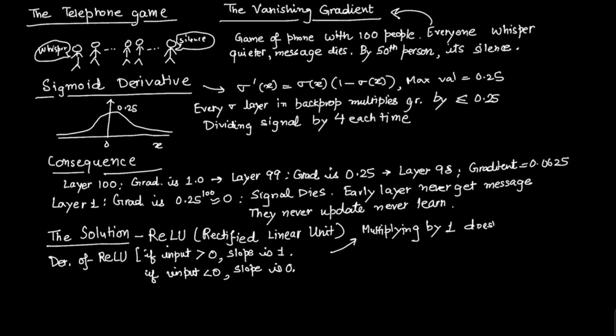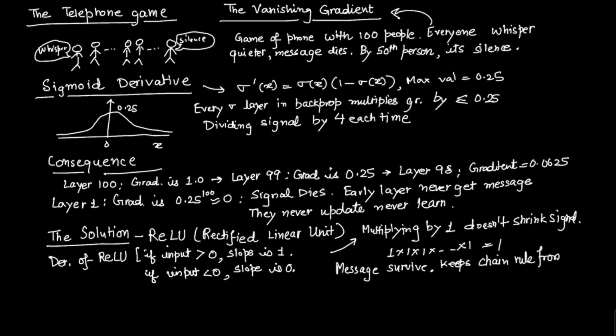Multiplying by 1 doesn't shrink the signal. 1 multiplied by 1 multiplied by 1 multiplied by 1 is always equal to 1. The message survives the game of telephone. This simple change, switching from sigmoid to ReLU, is one of the main reasons deep learning works today. It keeps the chain rule from breaking.